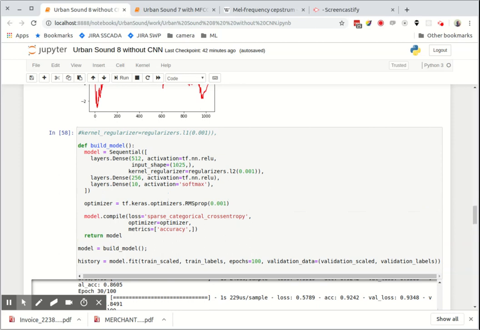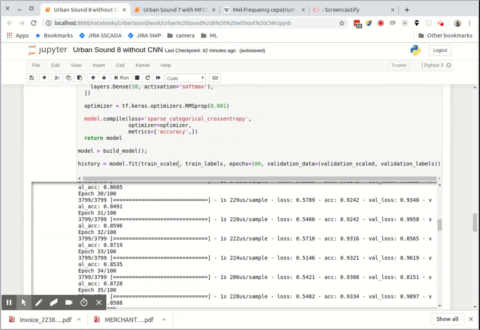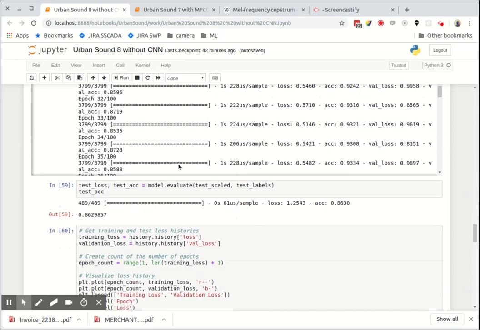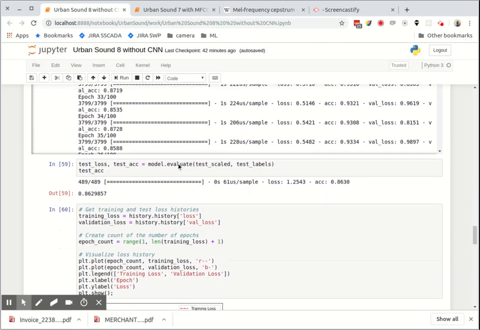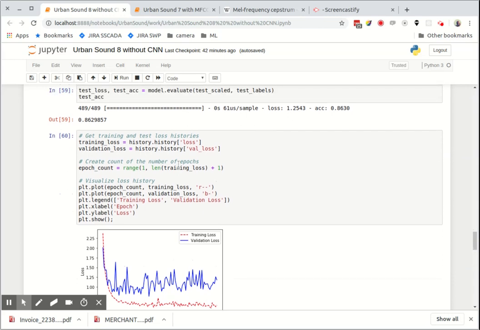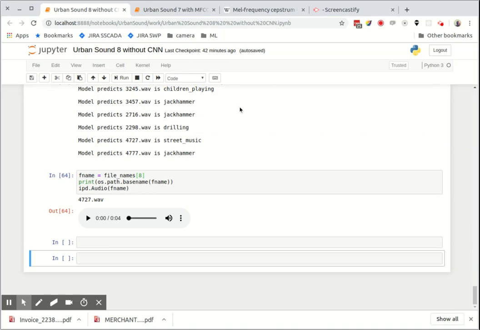So I've got basically a 1025 wide input shape. I use the regularizer again, the same type of approach. I fit the model, I get the results, and lo and behold, 86%. So still in the ballpark, you know. I don't know if I actually ran this down here. I think I did, actually.